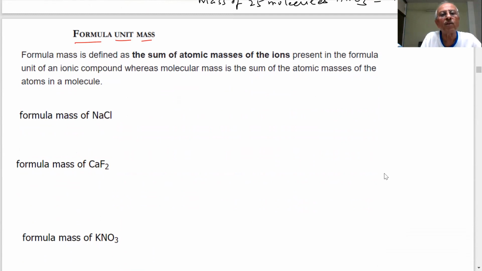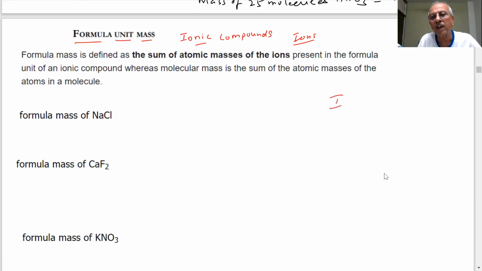We told you when ionic compounds are formed, they are formed from what? Ionic compounds are formed from ions. What type of ions will be there when an ionic compound is formed? There will be positive ions and negative ions.